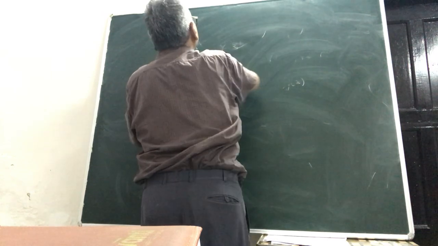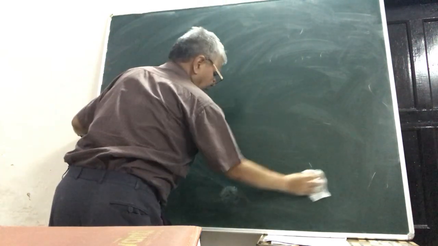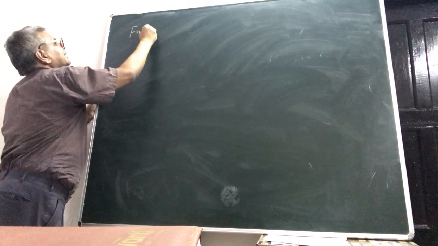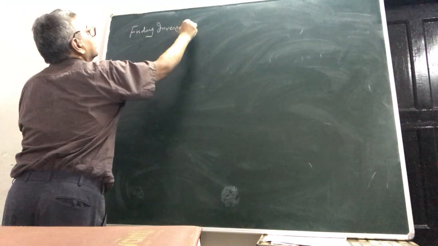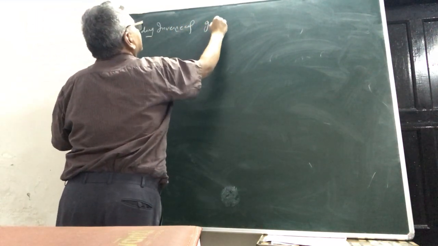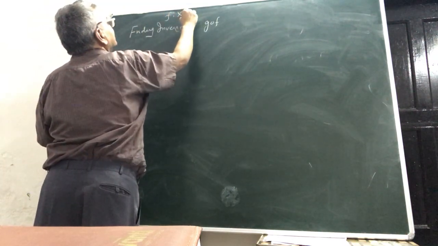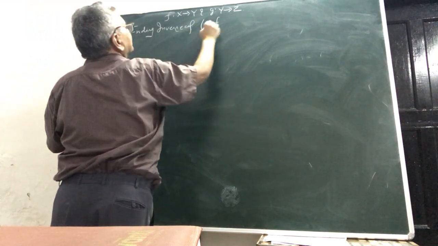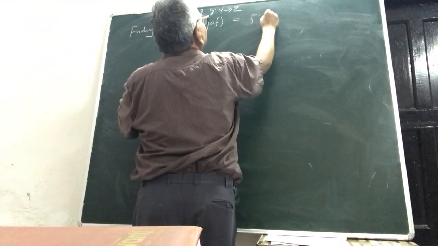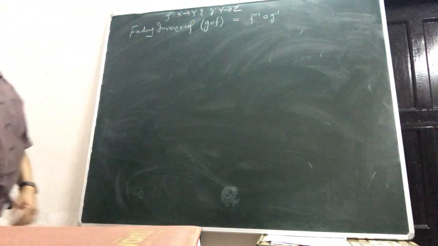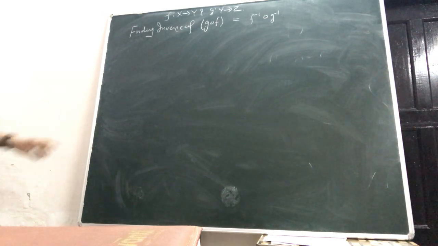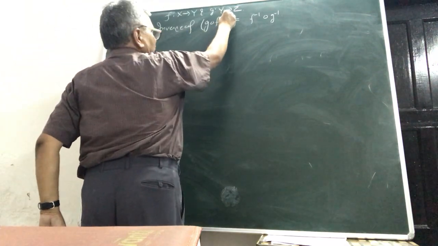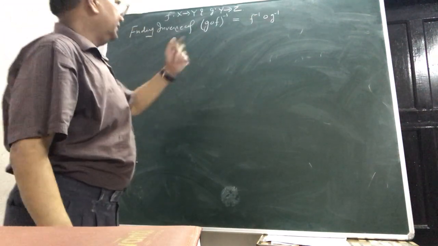Now, we will prove one last theorem here, and that is finding the inverse of a composition of functions. So, the last theorem here is finding the inverse of G∘F. F is a function from X to Y, and G is a function from Y to Z. We will show that this inverse is nothing but F inverse ∘ G inverse. F and G, of course, are invertible functions. If F and G are both invertible functions, then the inverse of G∘F will be equal to F inverse ∘ G inverse. Let us see.